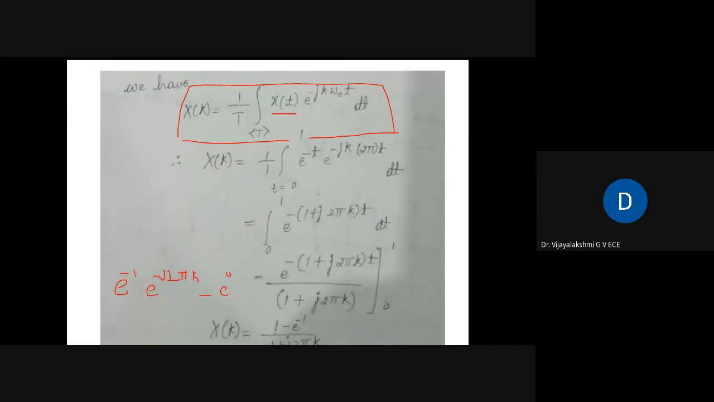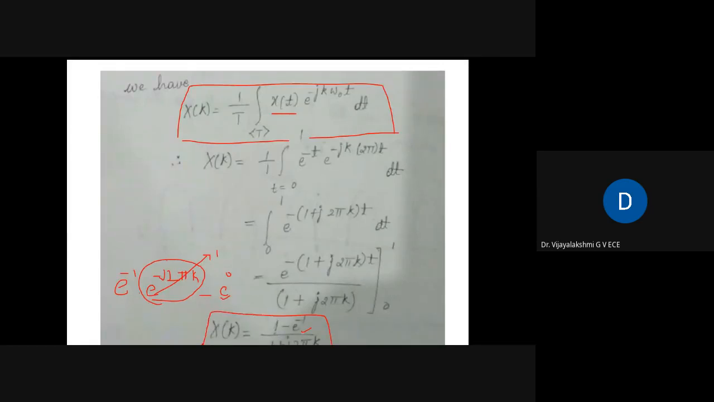Okay. Now minus e raised to 0. Now e raised to minus 1 is here. E raised to 0 is 1. And what is this? This is also equal to 1. E raised to j 2 pi k is also equal to 1. So we get 1 minus e raised to minus 1 divided by 1 plus j 2 pi k. Now this is the Fourier series coefficients.